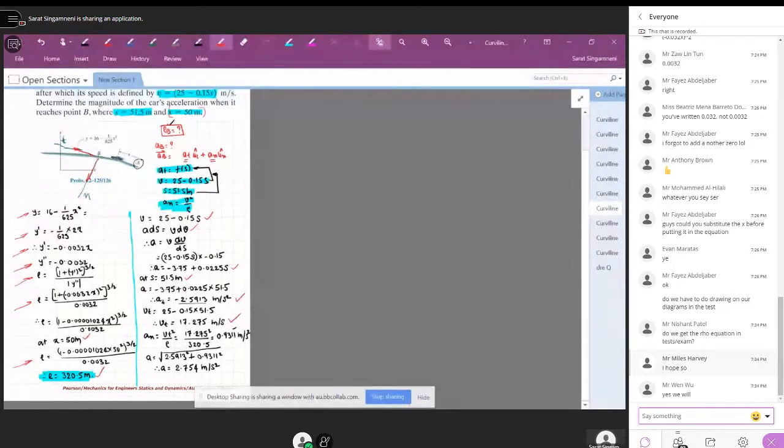Once I know the tangential velocity, I calculated the normal acceleration as v tangential squared divided by rho, substituted the quantities, and that is the normal component of acceleration. Once you know those two components, the total acceleration is the square root of tangential component squared plus normal component squared, which is the final answer, as given here.